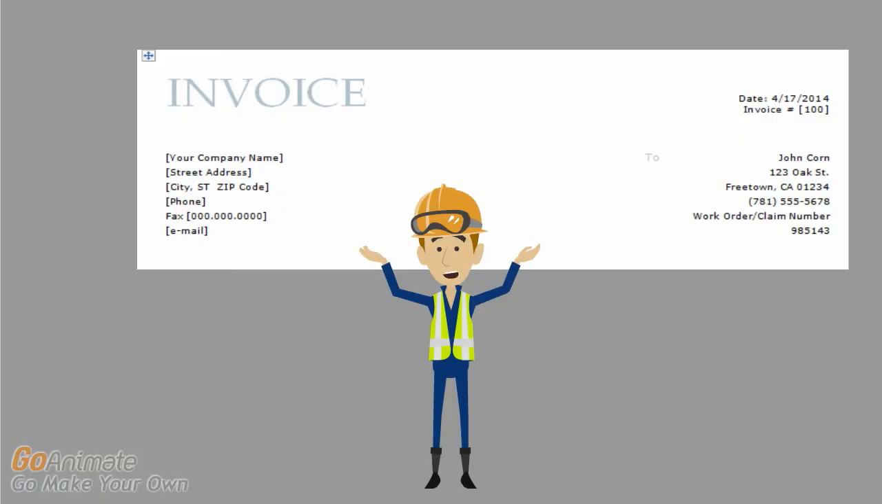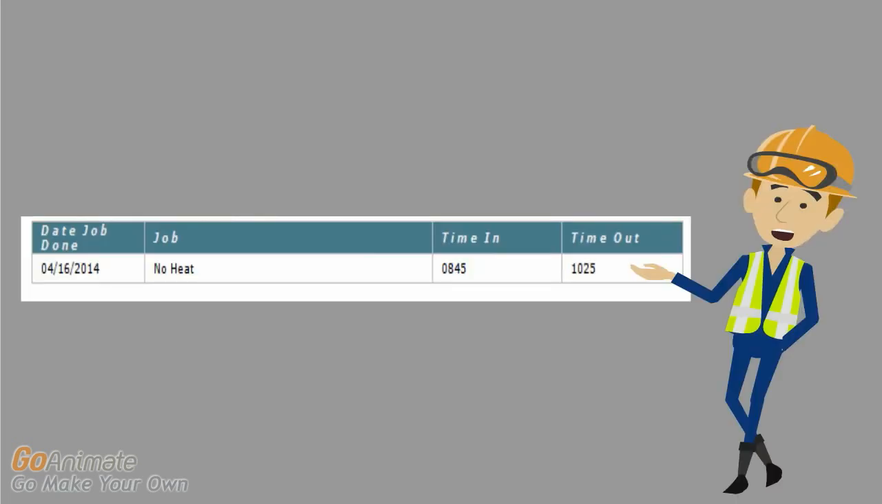At the top of the invoice you will show the company information as well as the customer's, the date of service, the invoice number, and the work order number. These are required. On the second section down you can see why the technician went out and how long he was at the residence. This technician was at the home for 1 hour and 40 minutes for no heat.